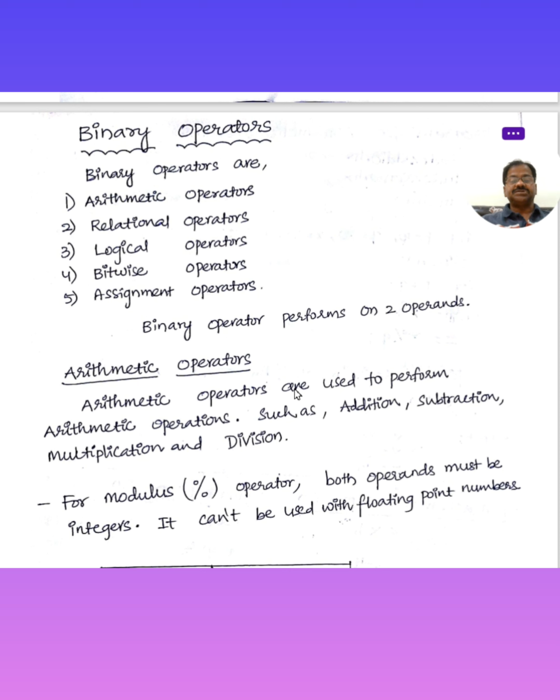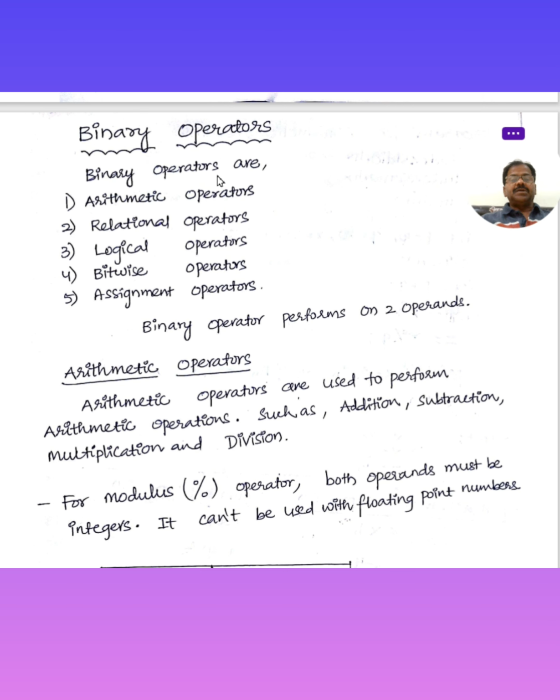Here in binary operators, there are 2 operands and 1 operator. Earlier in the unary operator, plus a, minus a, those are unary operators: if the operator functions on a single operand, that is unary. But here there are 2 operands, like a plus b. That means 2 operands, 1 operator.